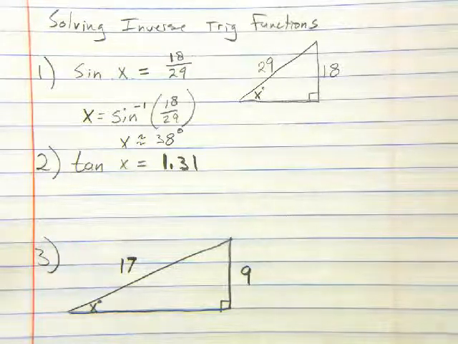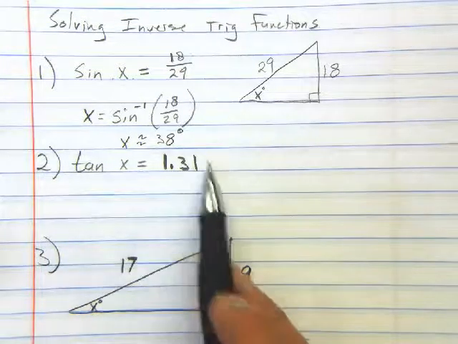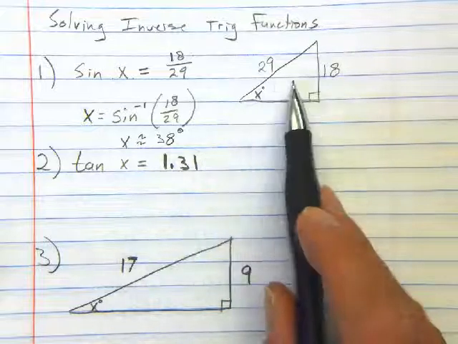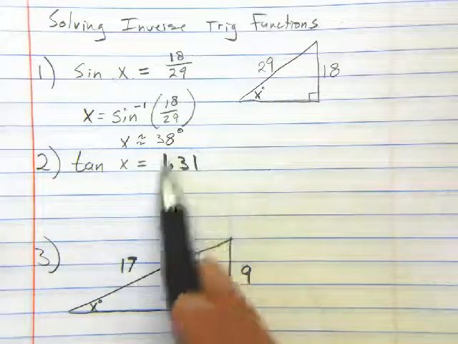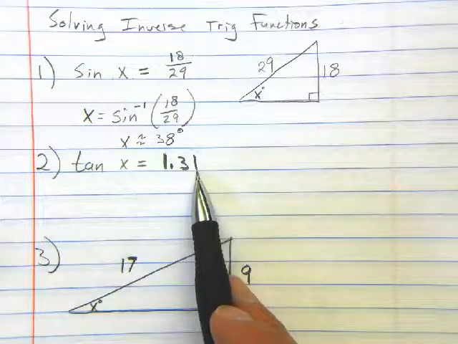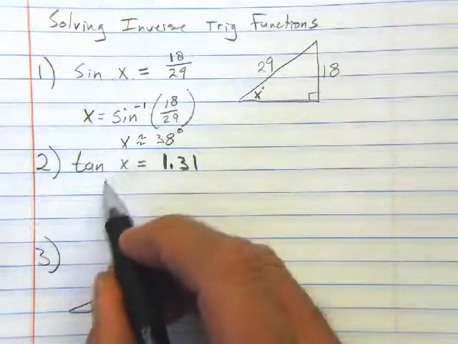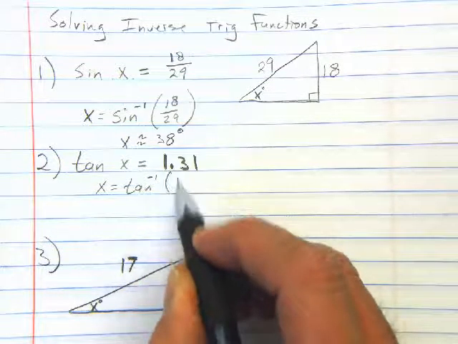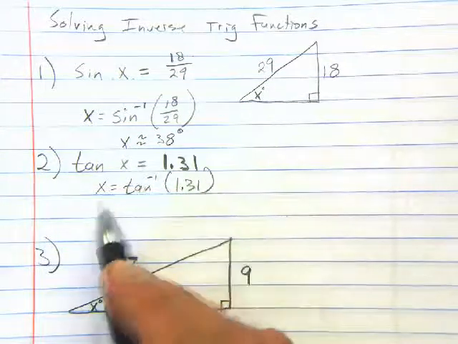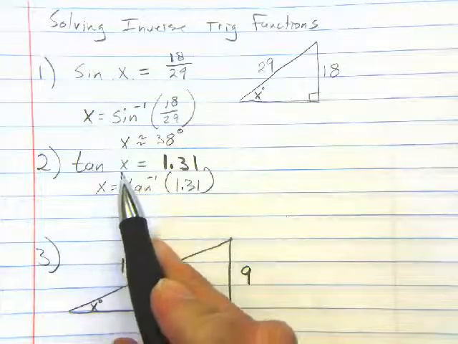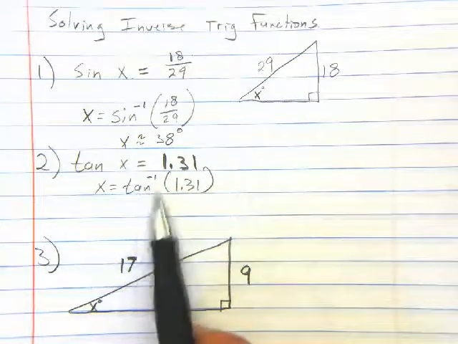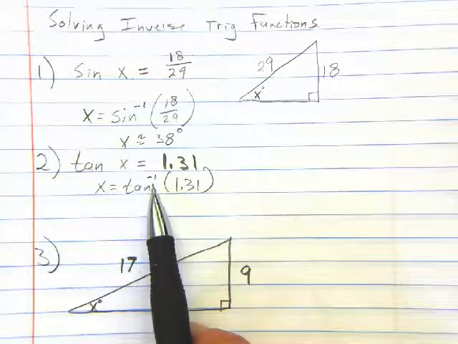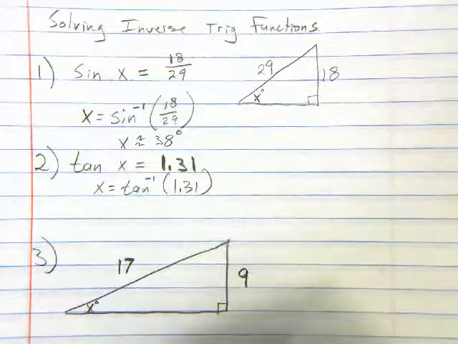So now to this one, I didn't give you the sides like I did here. I just told you the ratio is 1.31. To get x, I'm going to do the inverse tangent of 1.31. I want to know the angle. So anytime we're trying to find the actual angle, you have to do the inverse. So the inverse of 1.31.